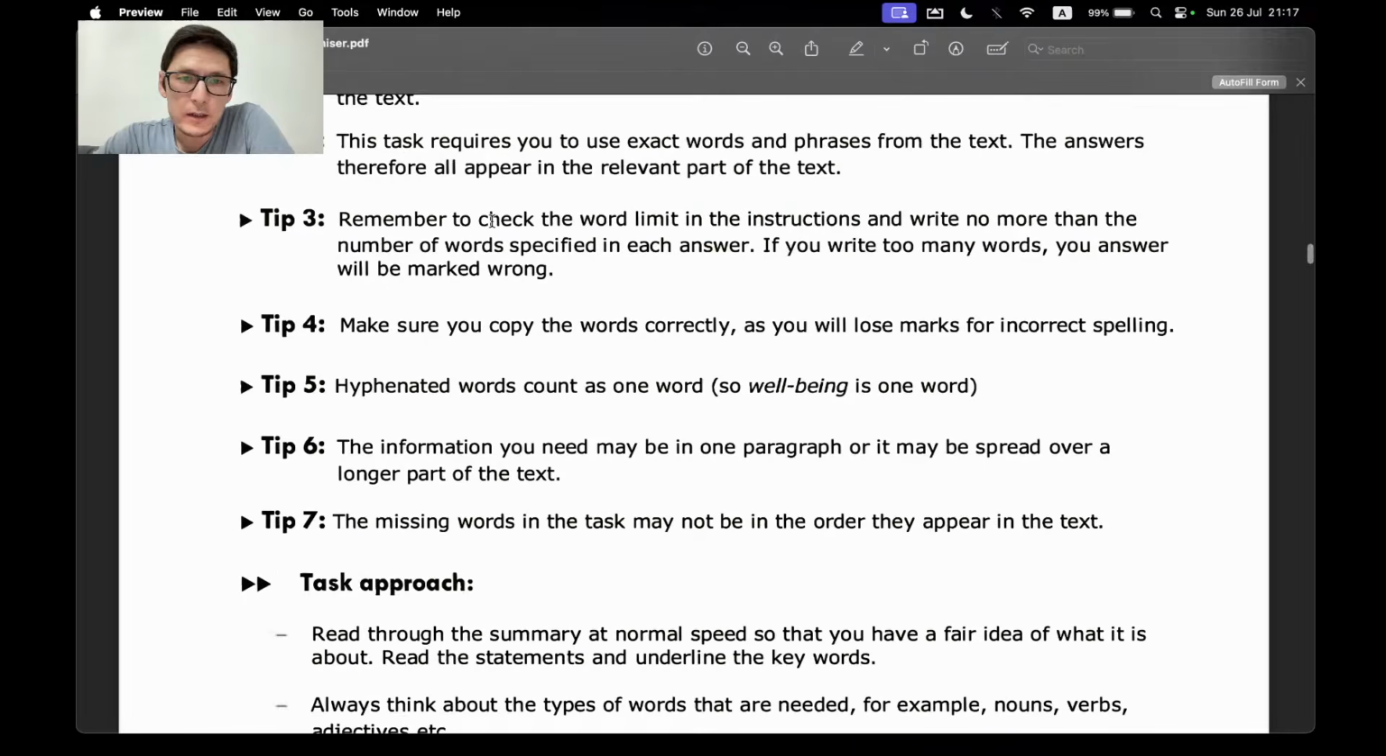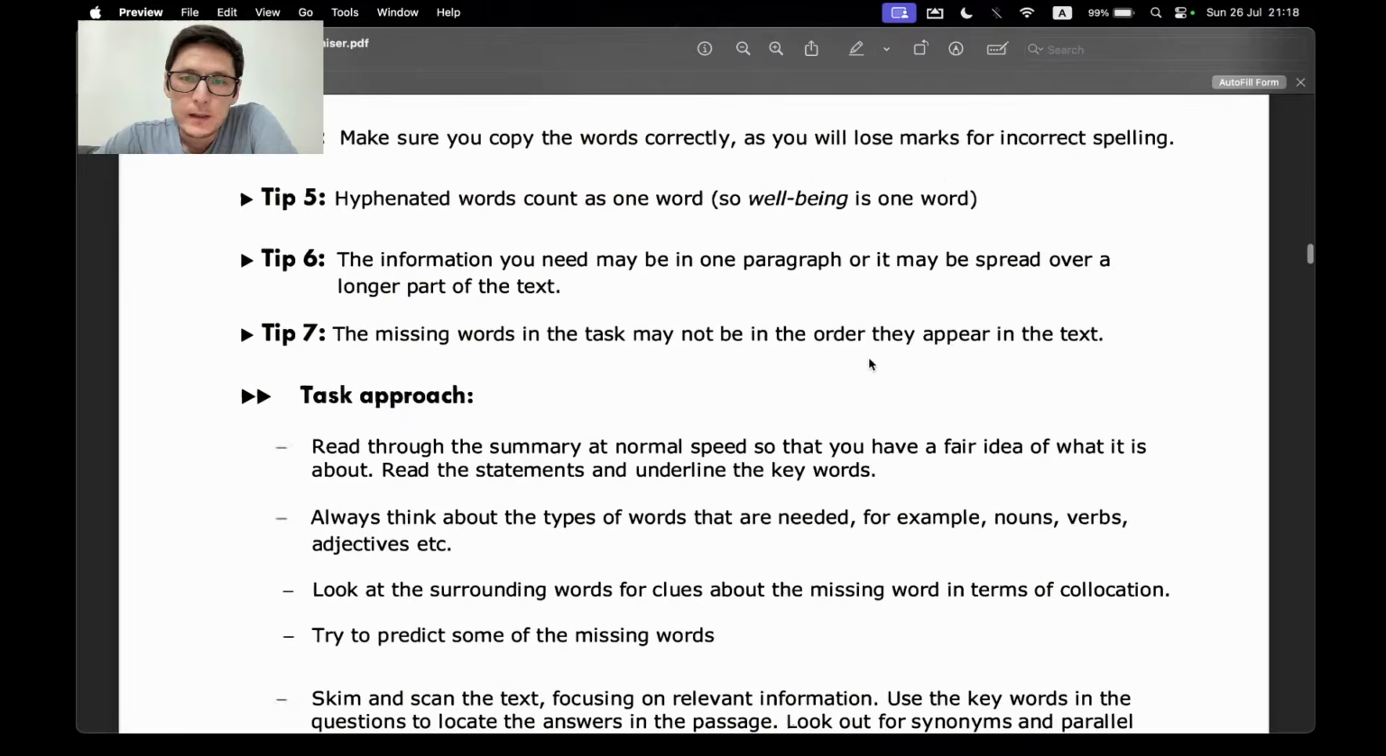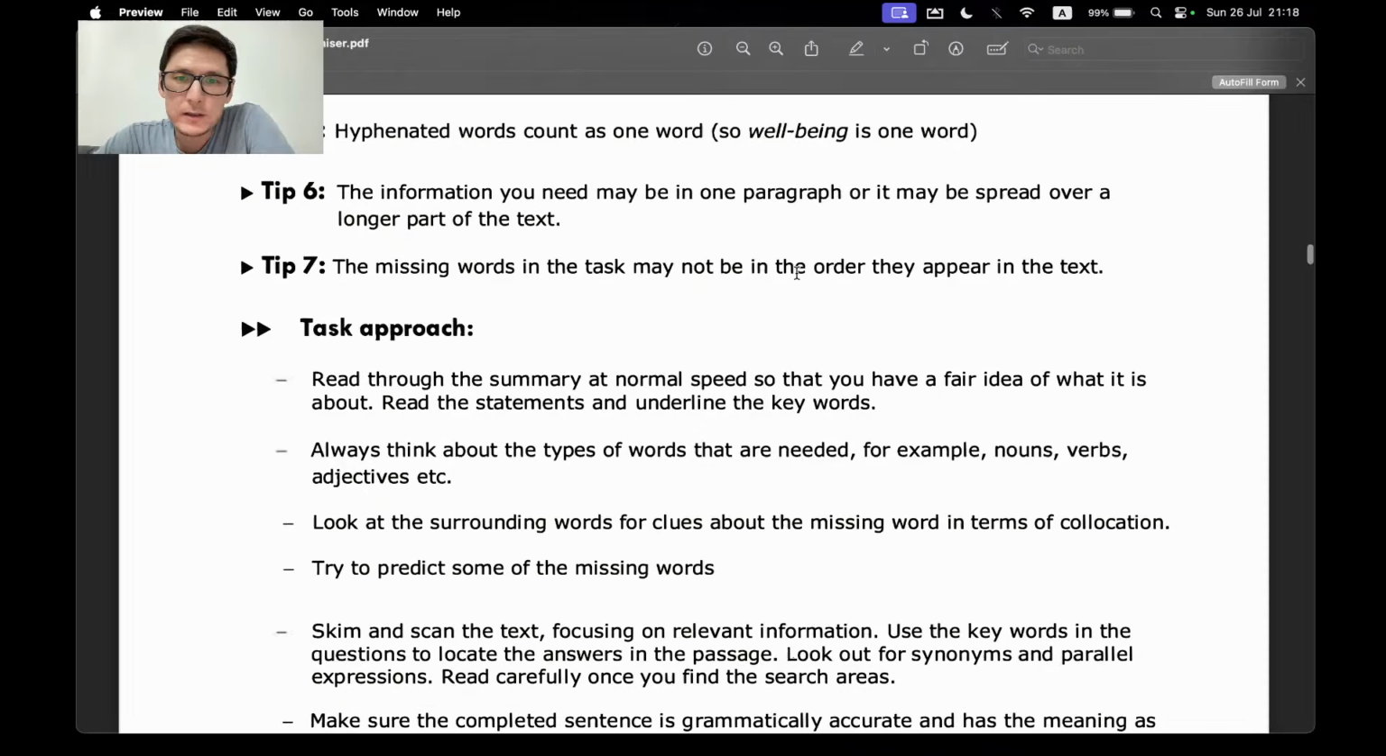Check the word limit, how many words you have to write. Make sure you copy the word. Hyphenated words count as 1 word. So this one is counted as 1 word, okay? The information you need may be in 1 paragraph or may be spread over a longer part of the text. Missing words in the text may not be in the order they appear in the text. Okay, so they might not be in order.